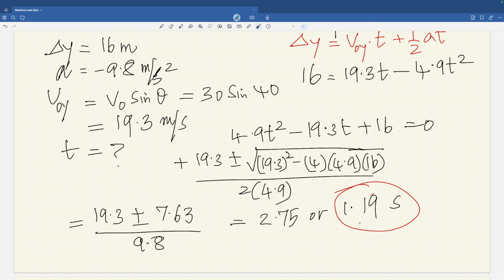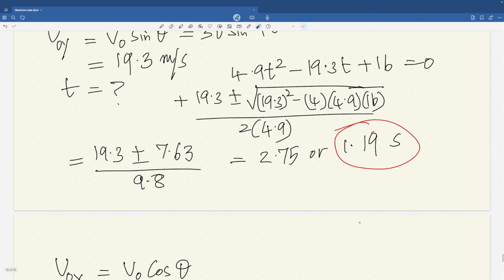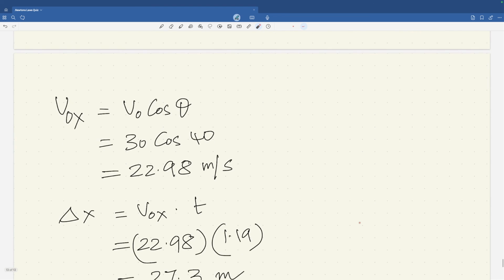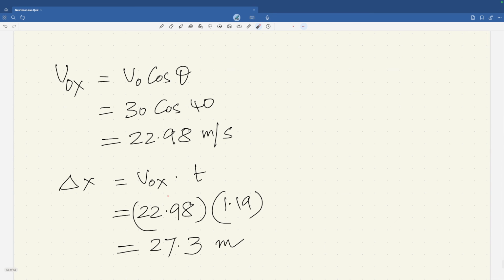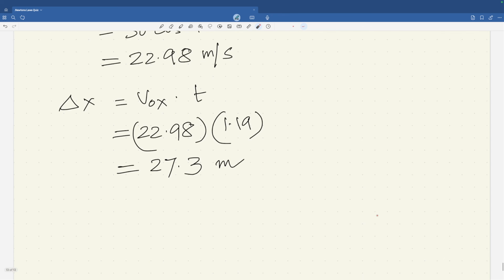So take the smaller time, and then we know that delta x is Vox multiplied by t. So the horizontal component of the velocity is 30 cosine 40, which is 22.98, and then 22.98 times 1.19 comes out to be 27.3 meters. That's it. That's how you do these problems.